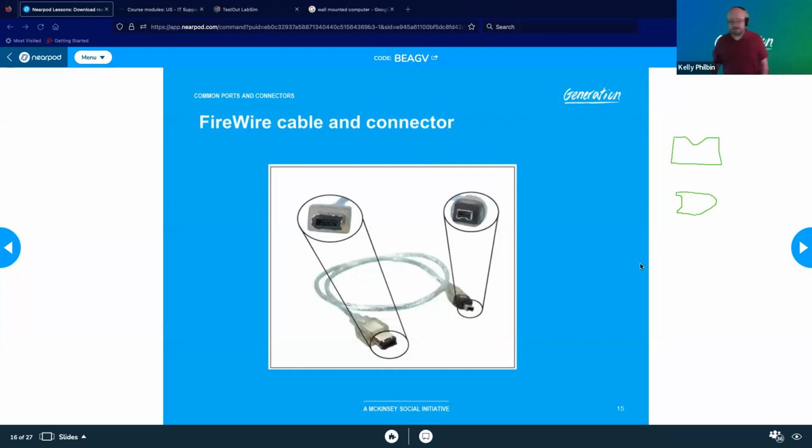All right, so one side looks like an arrow, the other side looks almost like a box, but these would be your IEEE 1394s or your FireWire connections.